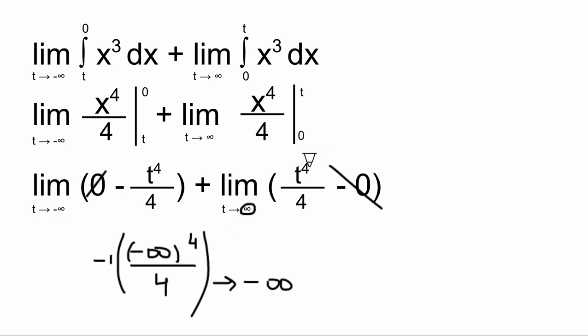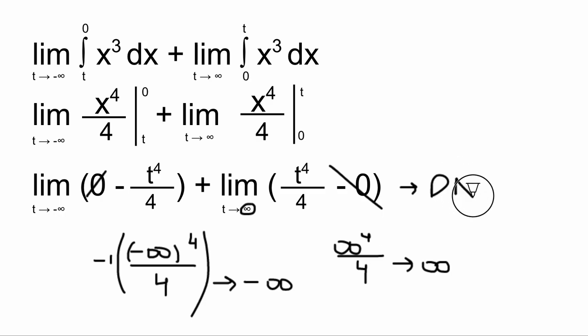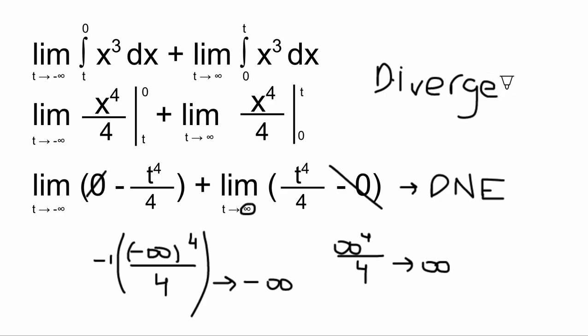And if we were to direct substitute this infinity in, we would get infinity to the fourth over 4, which is just infinity. So these two limit statements didn't give us a finite answer. It gave us infinite values. So that means that these two limits do not exist. And because that is the case, the overall limit, our original integral from negative infinity to infinity of x cubed, is said to be divergent, meaning that there's no way to calculate the area under the curve over those given bounds.